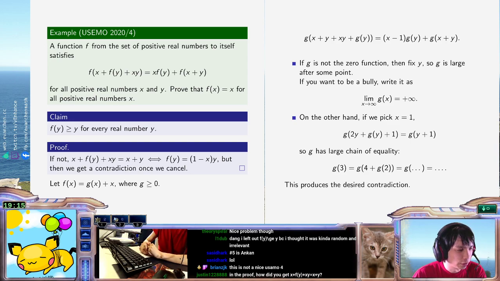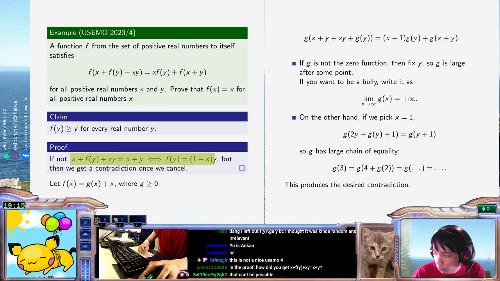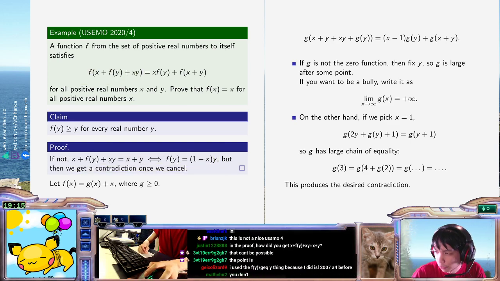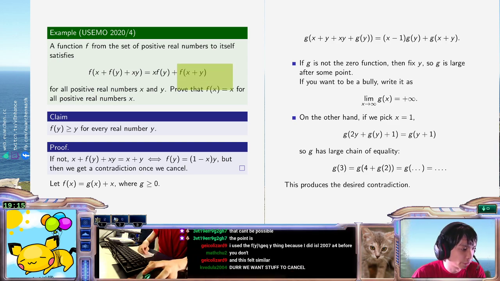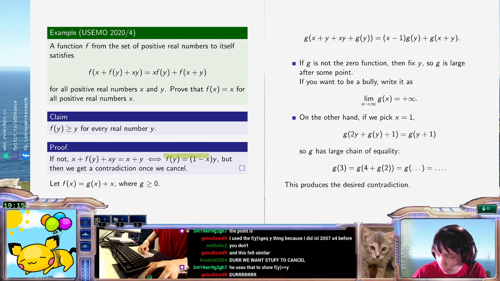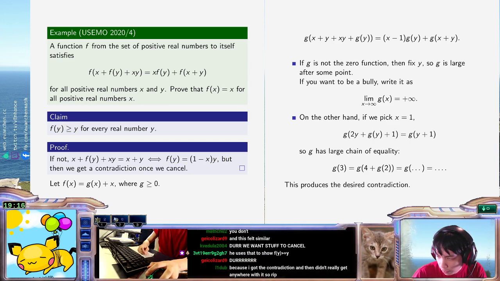In the proof, how do you get x plus f of y? So what's happening is I'm trying to pick pairs x comma y, which will cause this term to cancel this term, and if I do, I get a contradiction. So if f of y is strictly less than y, you can pick an x such that this is true, and that will cause a cancellation.